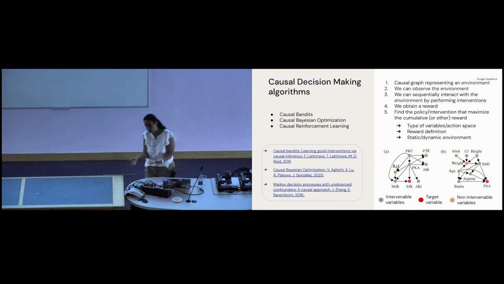Every time that we do something in the environment, we get a reward that could be of different forms. And we aim at finding the policy or the intervention, depending on whether we speak about Bayesian optimization and bandits or reinforcement learning, that maximizes a cumulative reward or any other sort of reward. These different algorithms differ in terms of the type of variable that they consider, and so the definition of the action space, continuous or discrete, the reward definition, and whether they are dealing with a static environment, for example in bandits and Bayesian optimization, or a dynamic environment, for example in RL. So they all use the same type of framework.